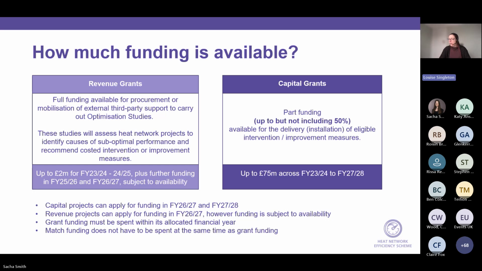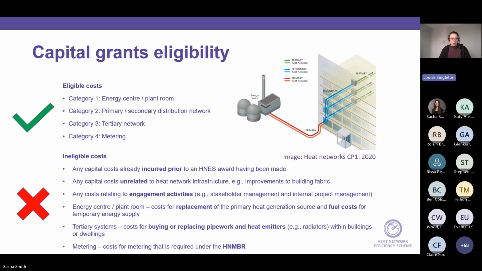So next slide, please. In terms of what's eligible for capital grants, again, I mentioned we have a guidance for applicants document. It provides a lot more detail as to what is eligible. It's easier today to tell you what's not eligible. But again, I can take questions if people want to ask a bit more about this. Essentially, we can cover anything from the energy centre all the way through to the dwellings to an extent, and also some elements of metering.